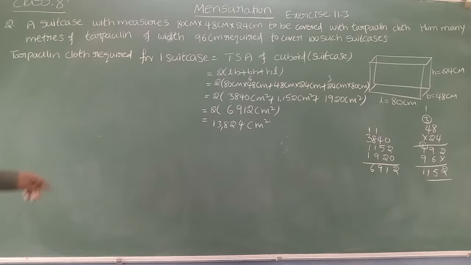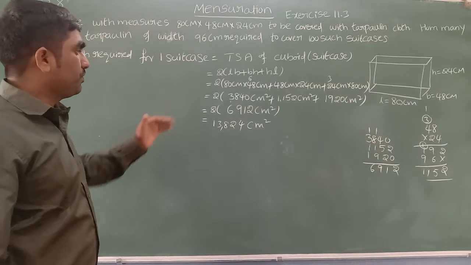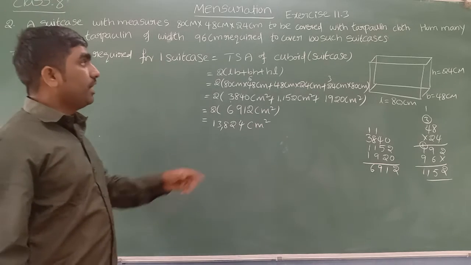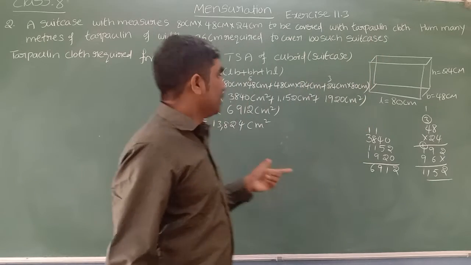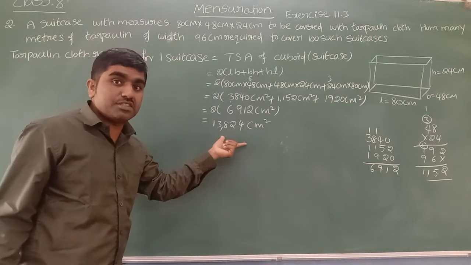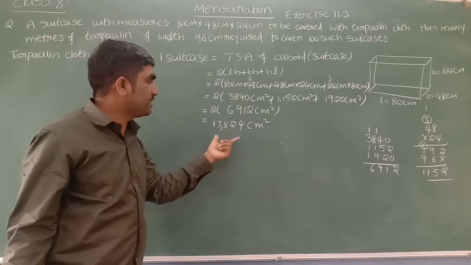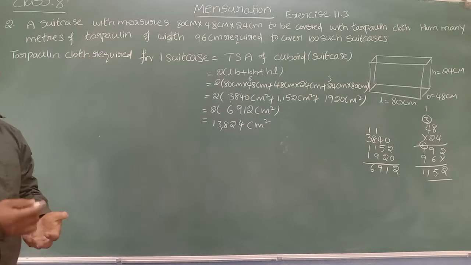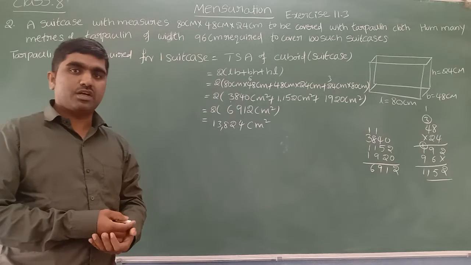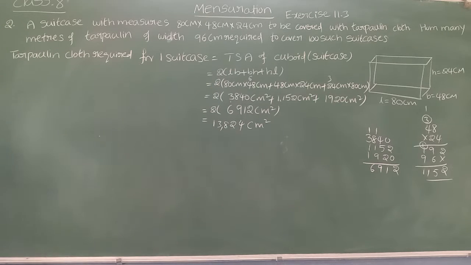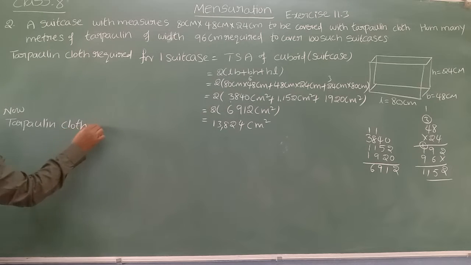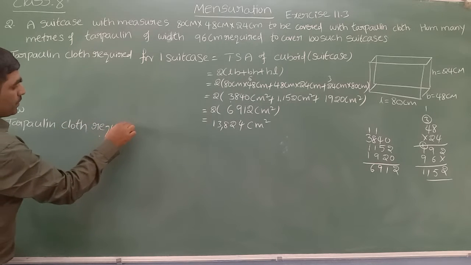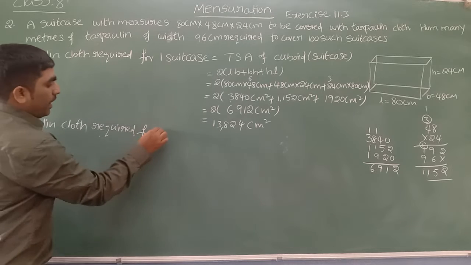For how many suitcases? One suitcase. Then we need to find how much tarpaulin cloth is required for 100 such suitcases. So for one suitcase 13,824, for 100 suitcases 13,824 into 100 will give the cloth required for 100 such suitcases. Now let me write here: tarpaulin cloth required for 100 suitcases.